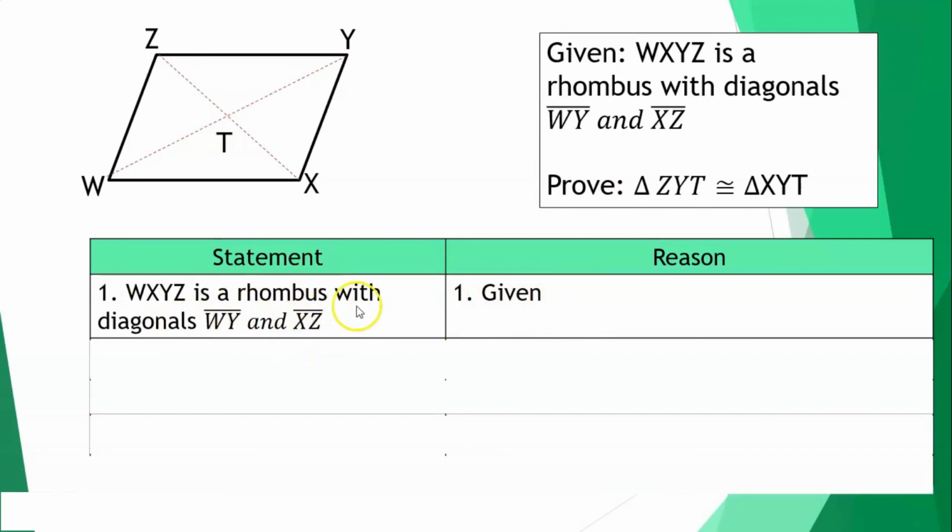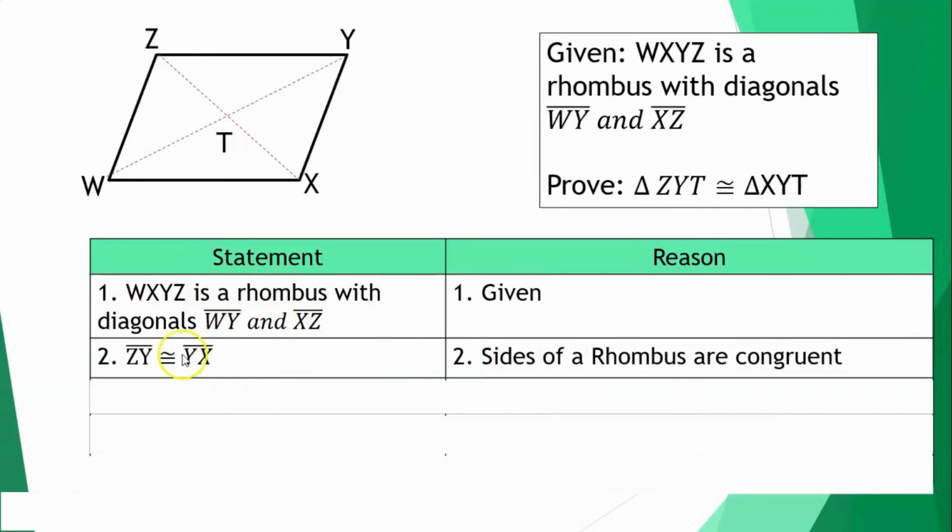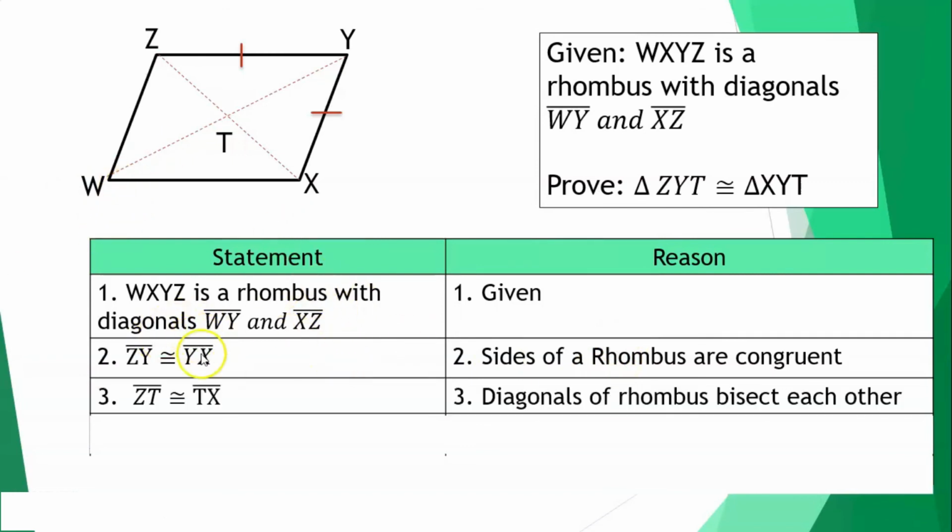So, your clue for the second statement would be this one. ZY is congruent to YX. That is because sides of a rhombus are congruent, or that's the definition of a rhombus. Another here is ZT is congruent to TX because diagonals of a rhombus bisect each other. So marking it, we will get this one.